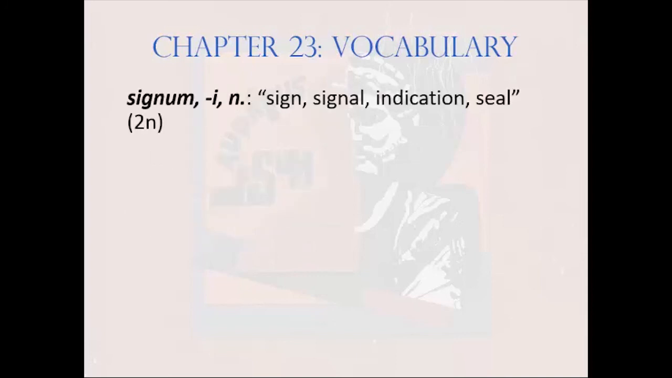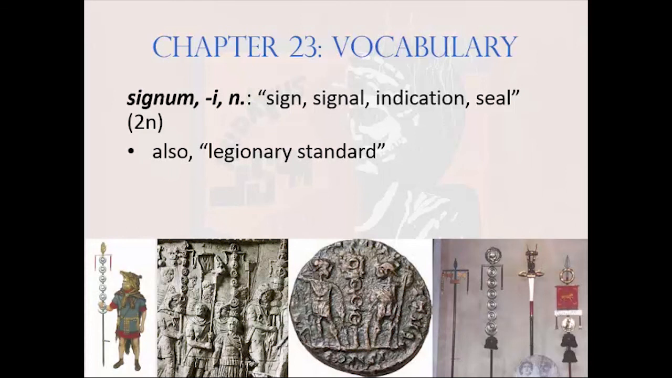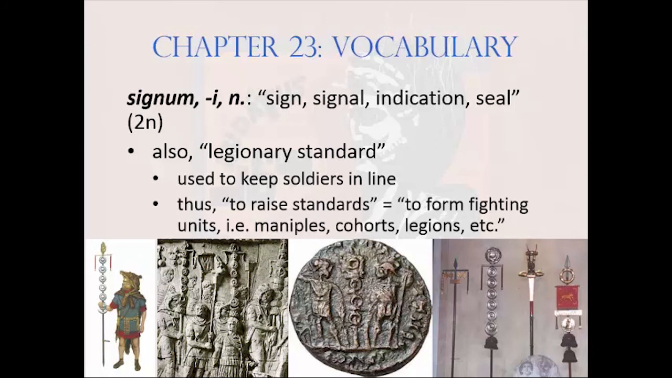The last word is signum, signi, neuter, meaning sign, signal, indication, seal. It's a second declension neuter noun. In Roman texts, it often refers to a legionary standard, a piece of military equipment used to keep soldiers in their proper formation before and during battle. Thus, for a Roman army to raise its standards meant it was lining up into maniples, cohorts, and legions in preparation for battle.